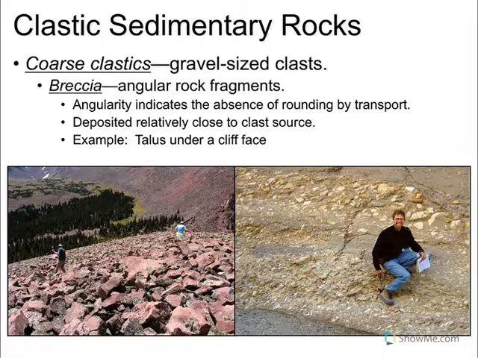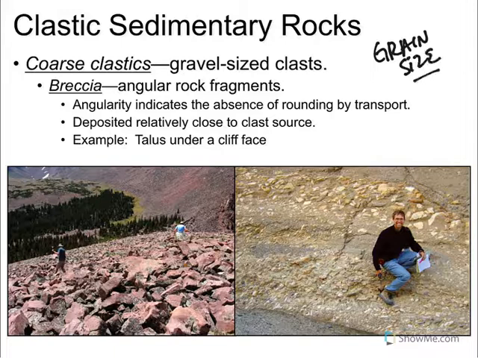So let's take a look at the different types of clastic sedimentary rocks that we can see. We looked at how these rocks form, so now let's break them down into the different types. There's going to be many different types of clastic sedimentary rocks, but I'm just going to show you the big categories. And the way that we're going to break them down is by grain size.